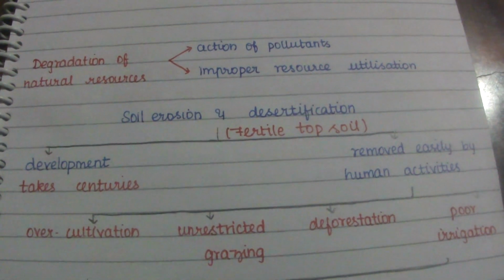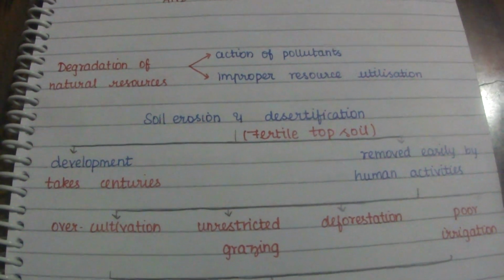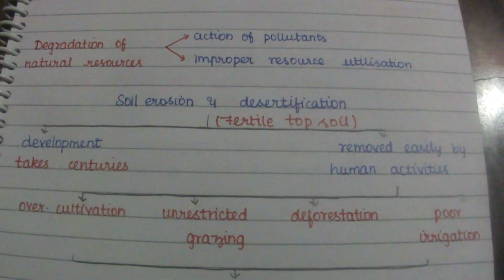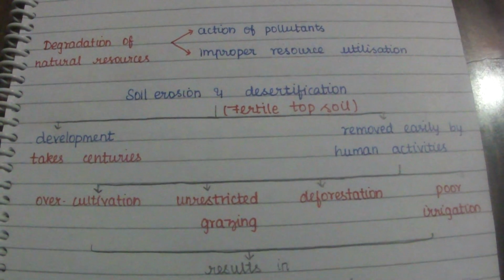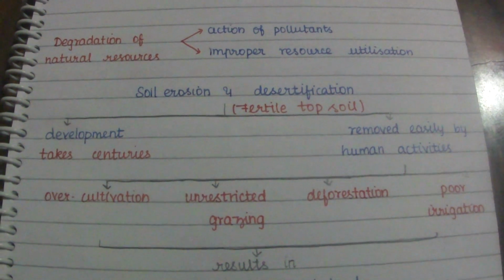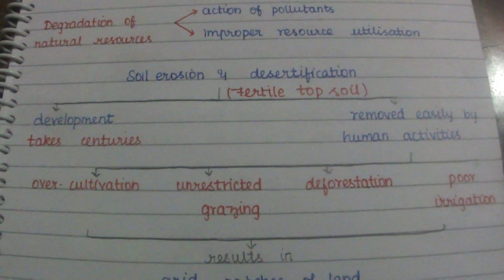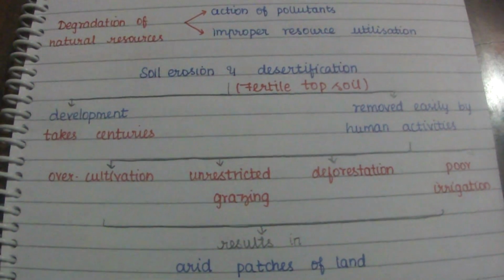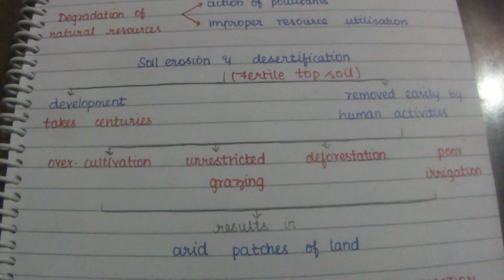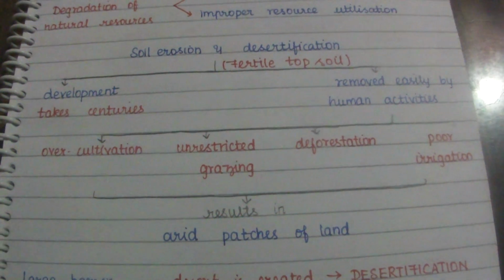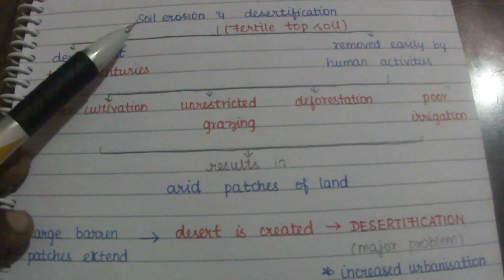The first is soil erosion and desertification. The fertile topsoil in an area takes centuries to form properly, but it is removed easily by human activities such as over cultivation, unrestricted grazing, deforestation and poor irrigation. These effects caused by human activities result in arid patches of land.